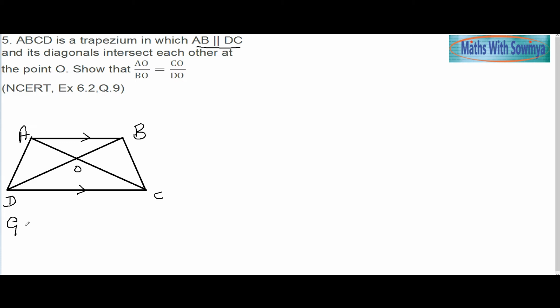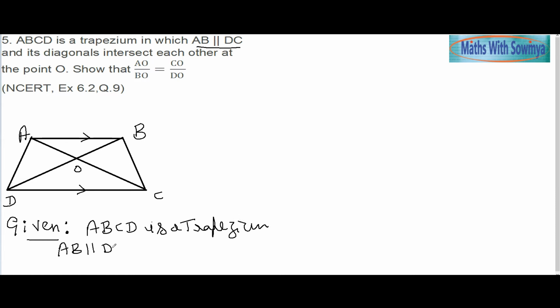So your steps should go like this to get the complete marks. Whatever is given to you, write that. What is given? ABCD is a trapezium, so write that ABCD is a trapezium. And one more thing is given: AB is parallel to DC. Fine. And now what you have to show or prove?